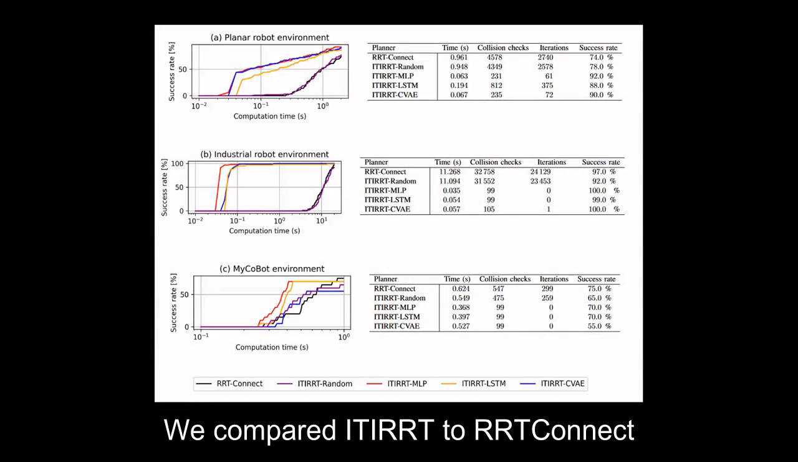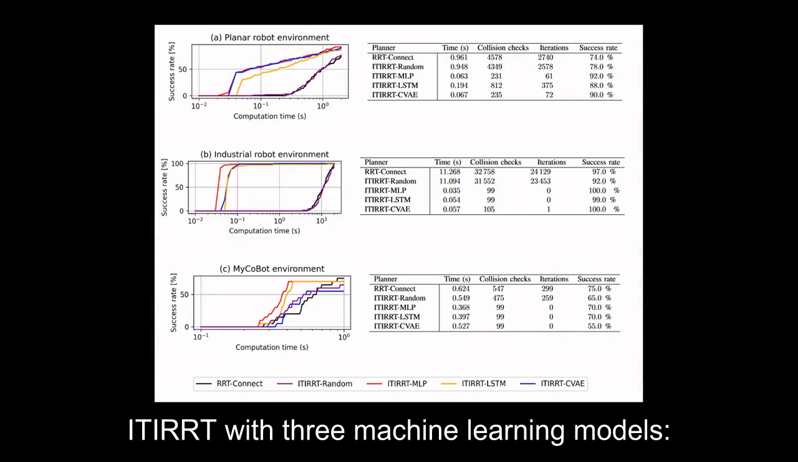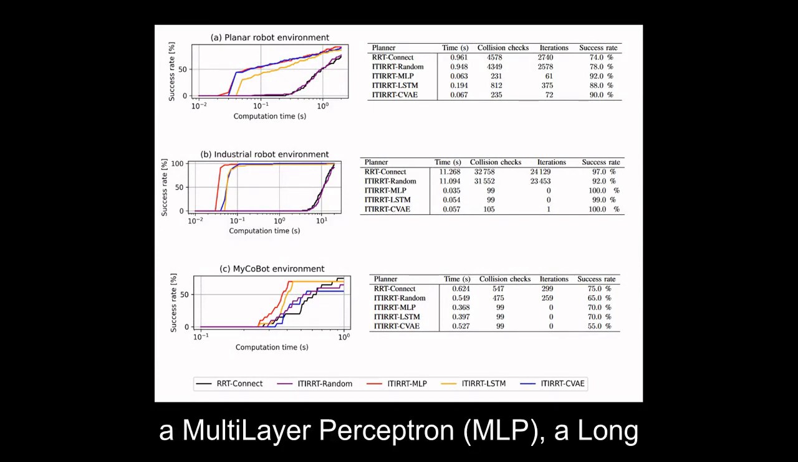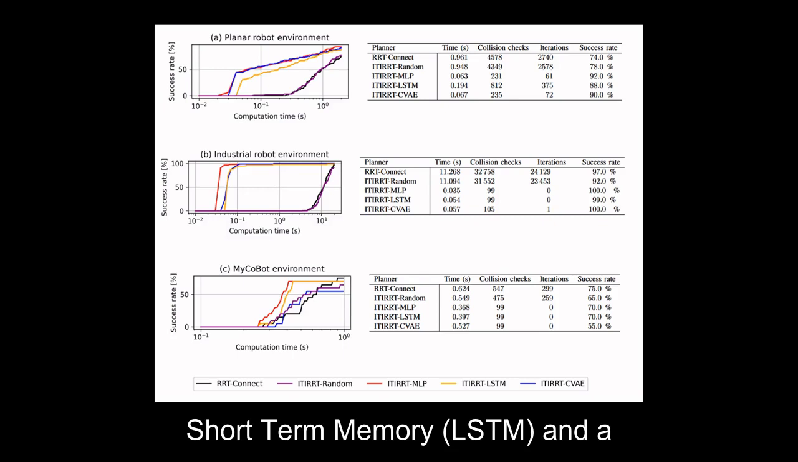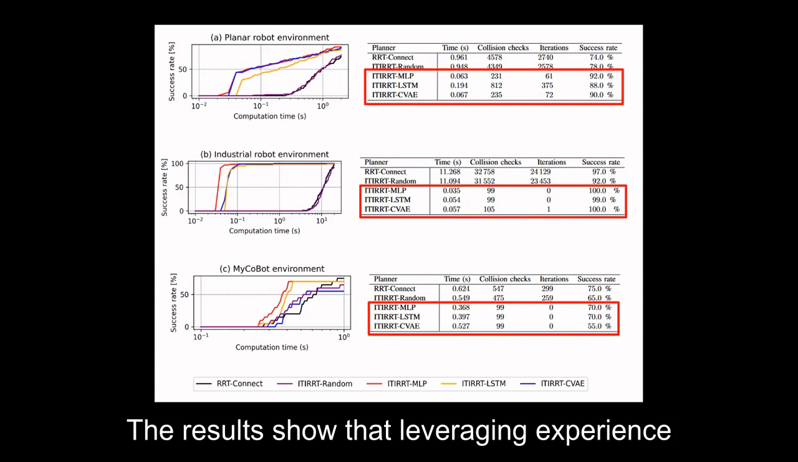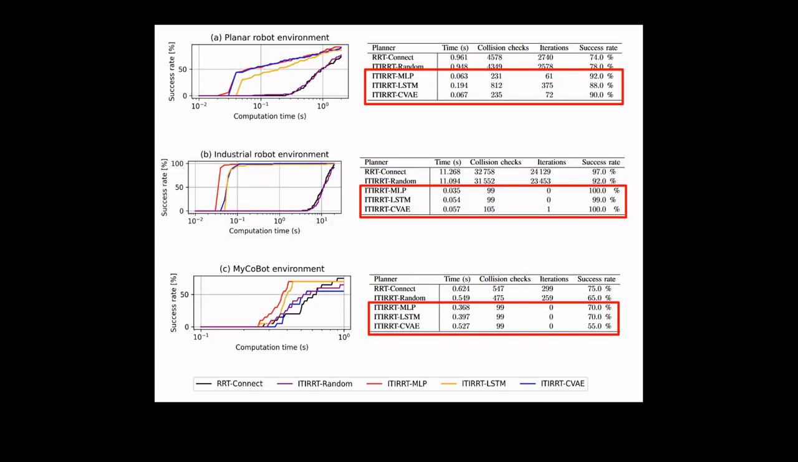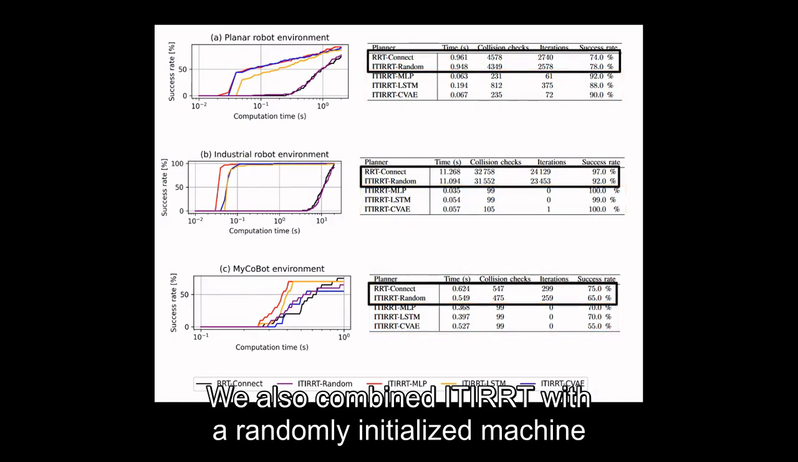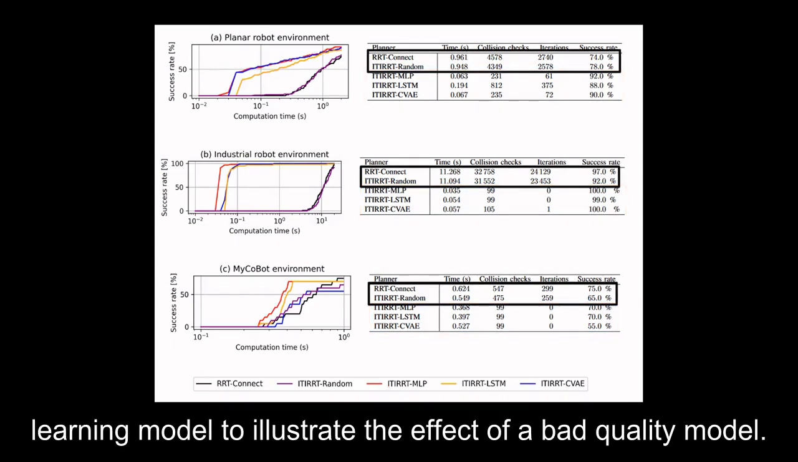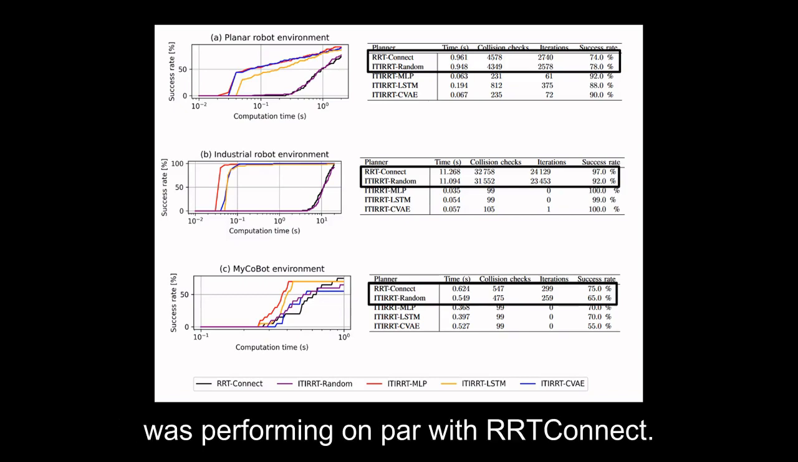We compared ITIRRT to RRT Connect on the previous environments. We combine ITIRRT with three machine learning models: a multi-layer perceptron, a long short-term memory, and a conditional variational autoencoder. The results show that leveraging experience brings a large speedup of the computation time. We also combine ITIRRT with a randomly initialized machine learning model to illustrate the effect of a bad quality model. We observe that, in this situation, our planner was performing on par with RRT Connect.